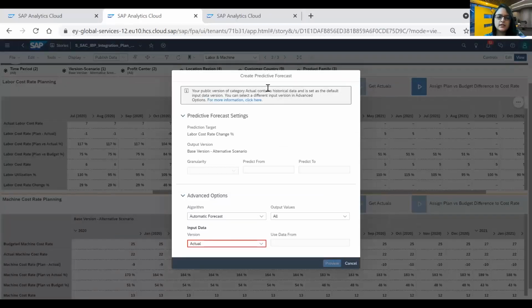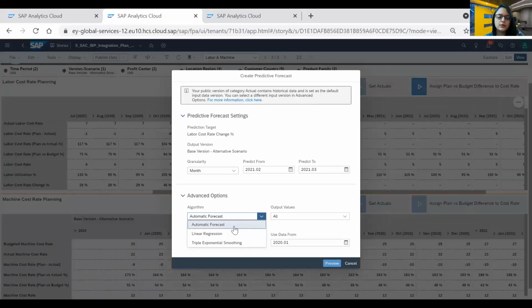So as we select the predictive forecast feature, we have this pop-up box here. First we need to define the version in which we are planning. So let's select the alternative scenario. Then we have to define the granularity in which we want to forecast. So suppose we want to forecast at monthly level and for 2 of the future months, so Feb and March. We can also choose the algorithm for the forecast.